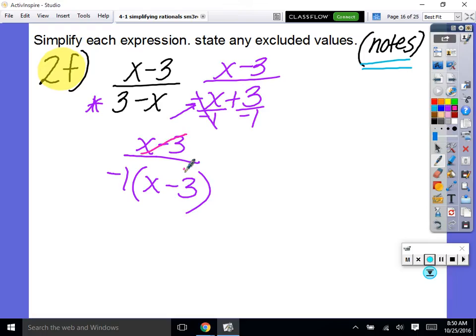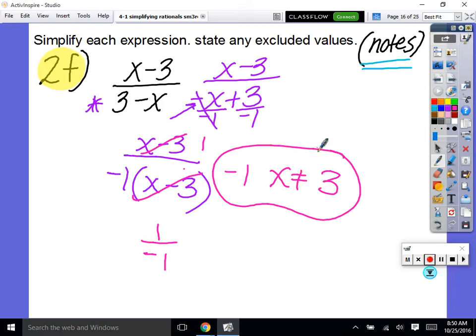But those divide out to be, oh, we better say x cannot equal what? 3. Okay, now let's simplify. Those divide out to become 1. What's 1 over negative 1? Negative 1, right, guys? So negative 1 is our answer as long as x does not equal 3. You've got to reorder things in standard form in order to factor them correctly.